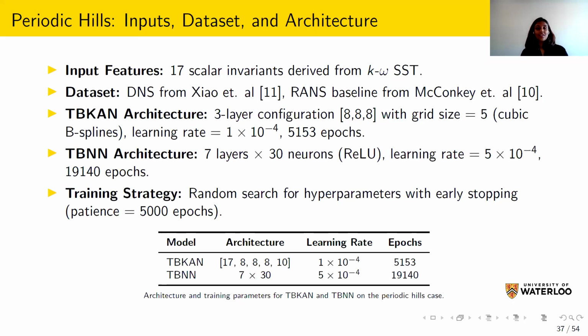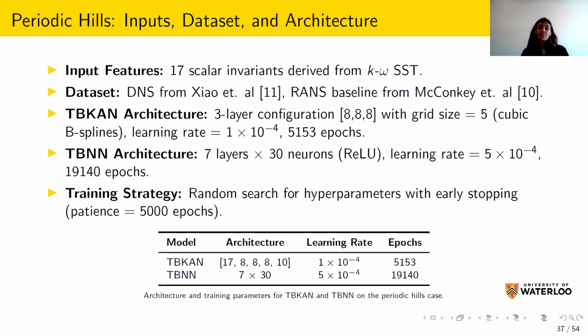Again, just going over the input features in the data set. We have 17 scalar invariants that we're using as our input features for K-omega SST. The DNS data is taken from Zhao et al., and the RANS baseline data is taken from McConkey et al.